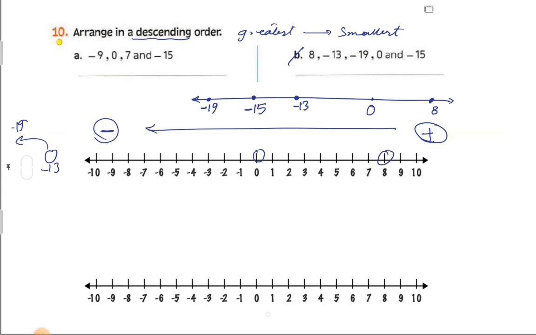So now I can see that the greatest integer here is 8, then 0, negative 13, negative 15, and the last one is negative 19, the smallest integer. Okay, and now we reach the end of part 1 of the exercise. Thank you.